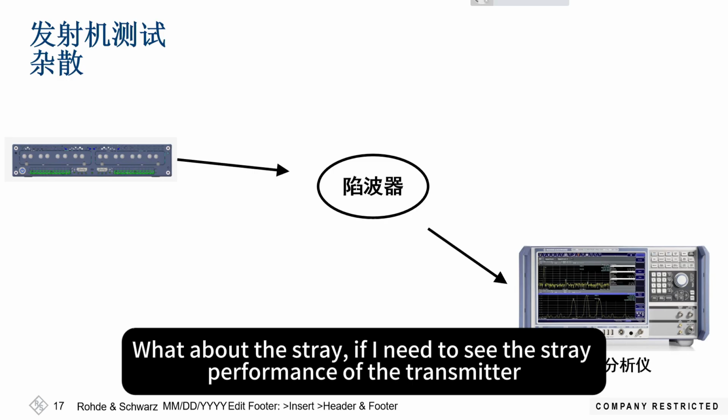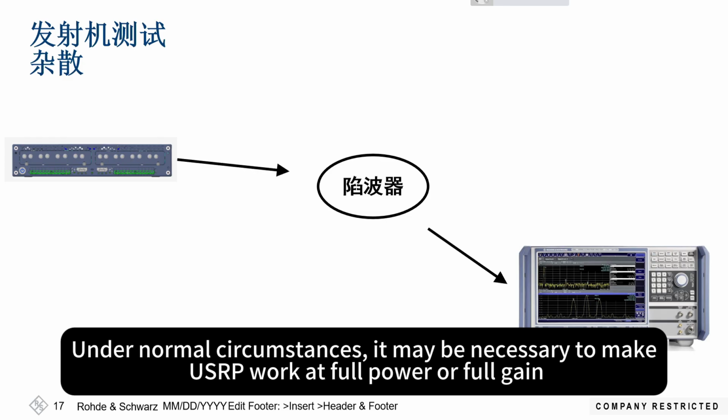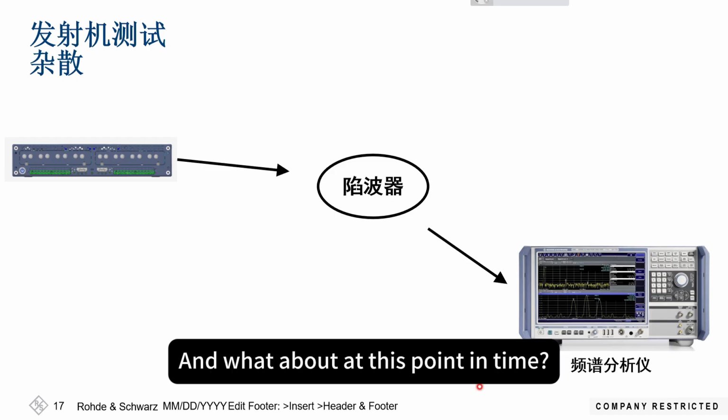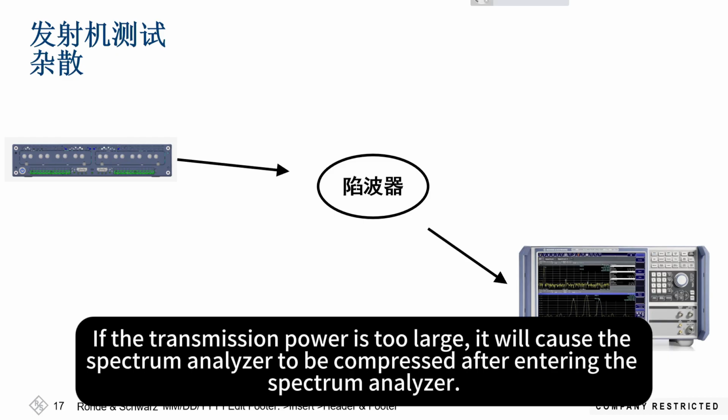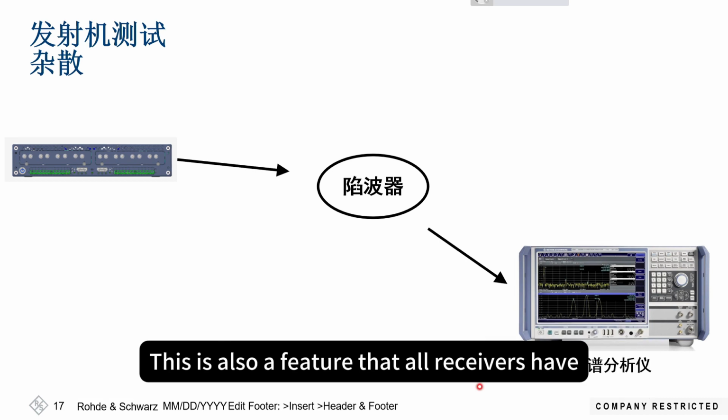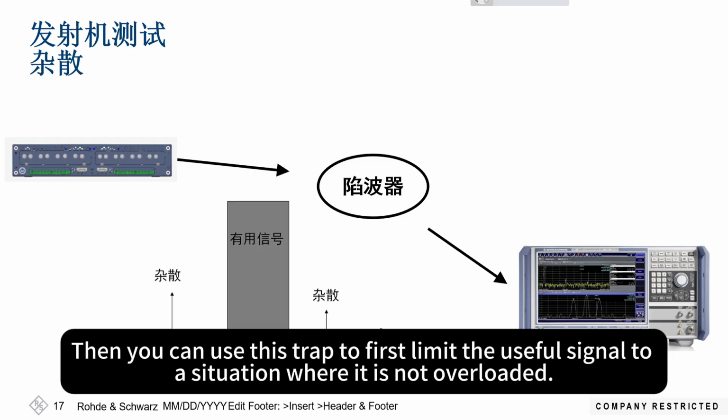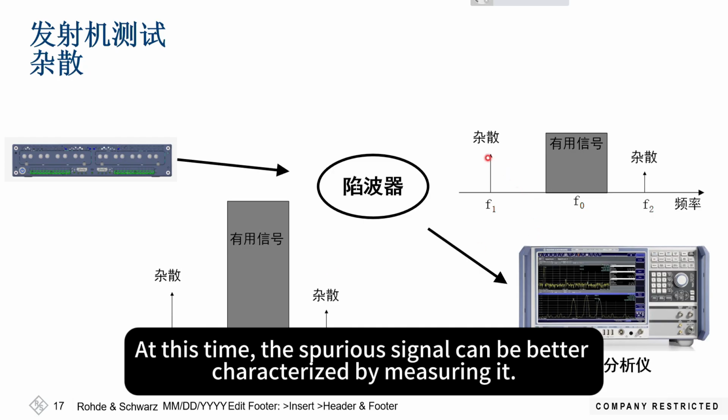What about the spurs, if I need to see the spurious performance of the transmitter? Under normal circumstances, it may be necessary to make the DUT work at full power or full gain. And at this point, if the transmission power is too large, it will cause the spectrum analyzer to be compressed after entering it. This is also a feature that all receivers have. Then you can use a trap to first limit the useful signal to a level where it is not overloaded. At this time, the spurious signal can be better characterized by measuring it.